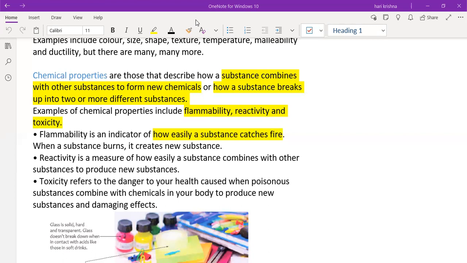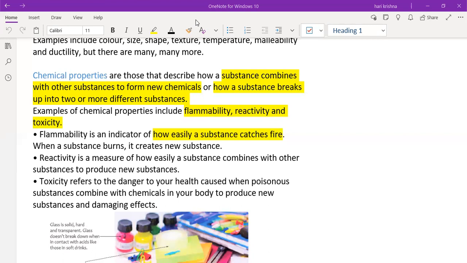Sir, fabric. Fabric. Okay. Not nylon, we will take natural fabrics like cotton. Sir, cotton is also a flammable substance. It will catch fire easily. What about jute? Sir, plastic.